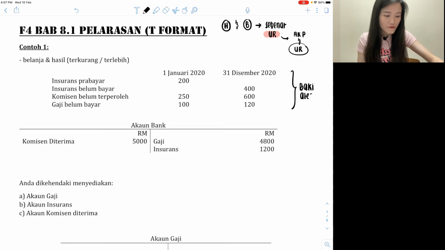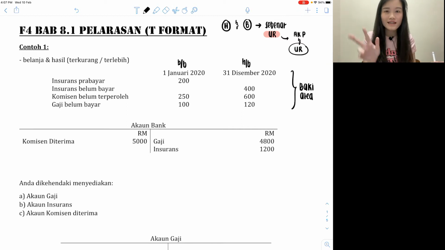What does that mean? If you want to find baki, no matter is BB or HB, you will look from this section. So how do you know it's a baki, BB, or HB? Very simple. As long as it's starting of the year, baki BB. Ending of the year, baki HB. So what you do right now, after having this baki area, second thing, the second section is our account bank.